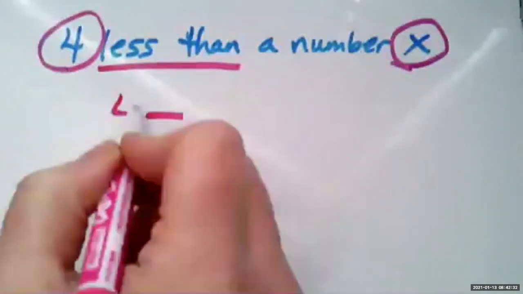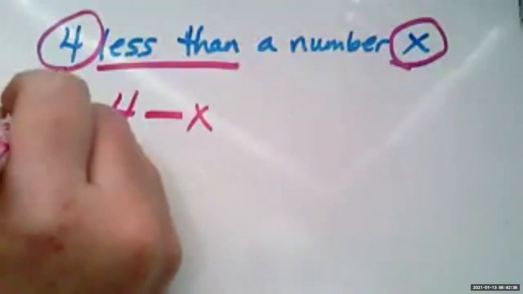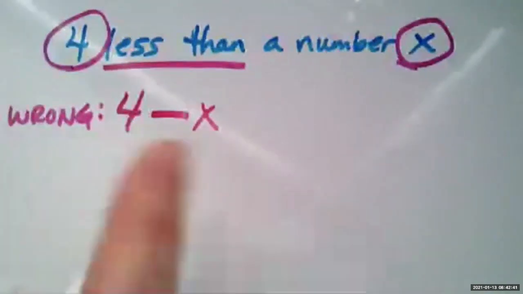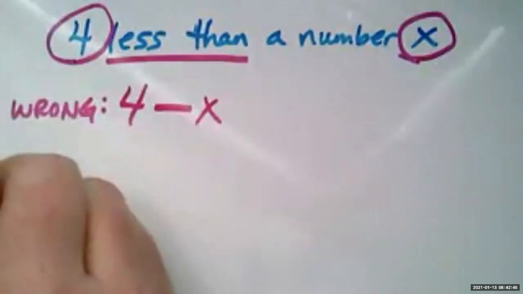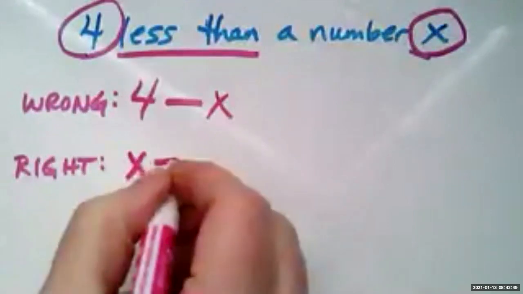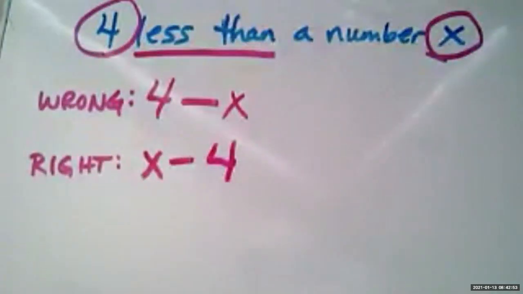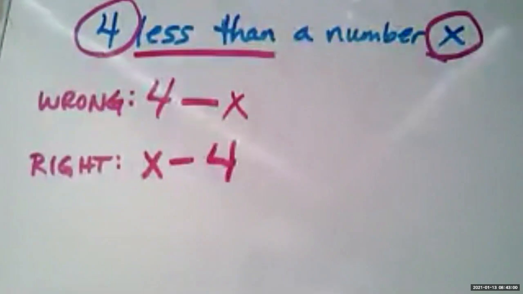And I'm just going to write this down for a second, even though this one is absolutely wrong. I want to make sure that you know this way is wrong. I'm going to write it the wrong way, and I'm going to show you why this way is right. The right way would be x minus 4. Are these the same thing? Yes or no? No, they are not the same thing.